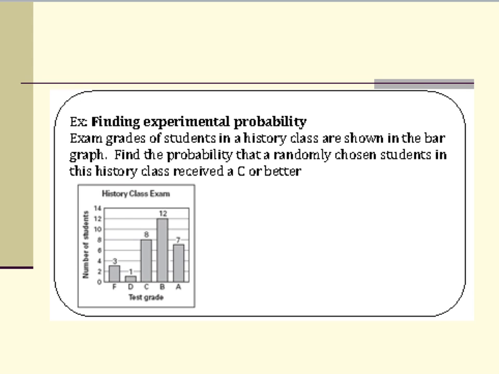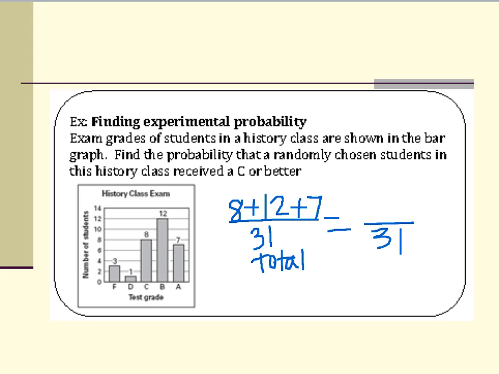So in this problem, exam grades of students in a history class are shown in the bar graph. Find the probability that a randomly chosen student in the history class received a C or better. So they could have gotten a C or a B or an A. There's 8 who got a C, 12 who got a B, and 7 who got an A. So our probability here is how many we want. We want C's, which are 8 students, or B's, which were 12 students, or A's, which were 7 students. And our bottom number is going to be the total. So if you add 3 plus 1 plus 8 plus 12 plus 7, you get 31. So 31 is our total, and that's on the bottom. So if you simplify this, 31's on the bottom, and if you add the top together, 8 plus 12 plus 7, well, that's 27. So our probability is 27 out of 31 because that cannot be reduced.